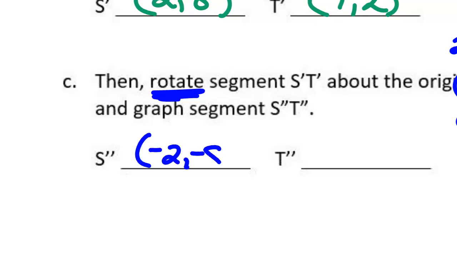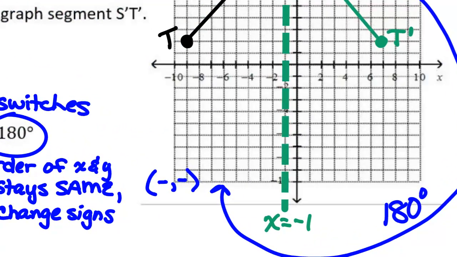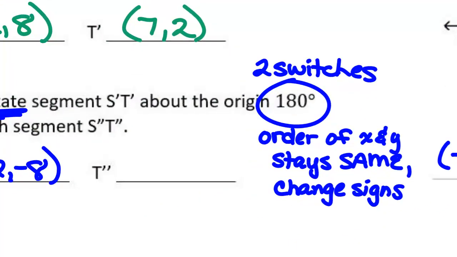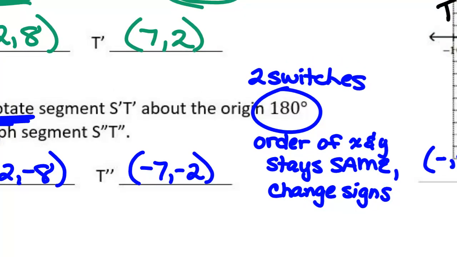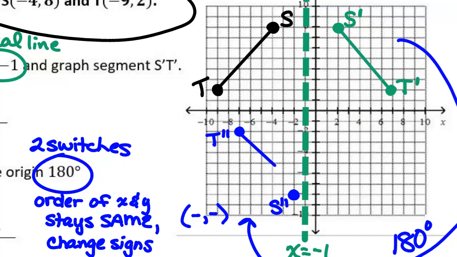-2, -8. Let's go plot that point. -2, -8. Right here is my S double prime. What about T double prime? -7, -2. Right here is my T double prime. Grab my straight edge and connect my points together to make my line segment.